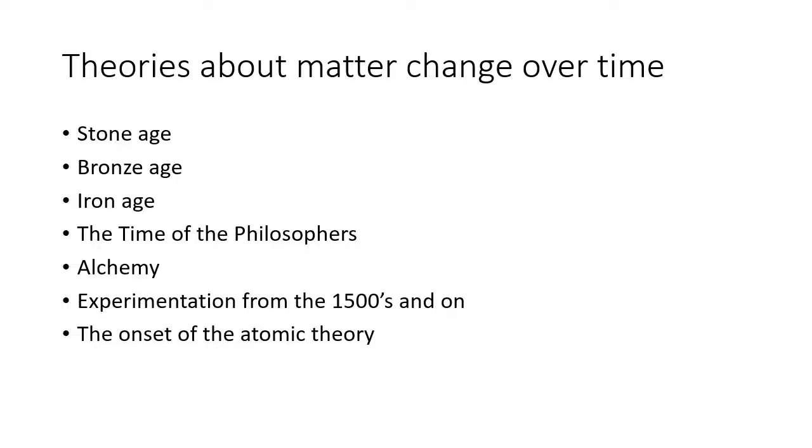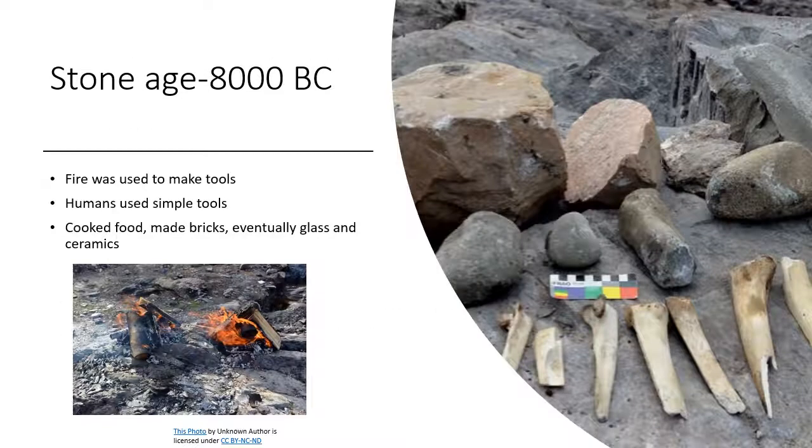So we start off with the Stone Age, then we go to the Bronze Age, Iron Age, and then we're going to go into the time of the philosophers and talk a little bit about alchemy and experimentation from the 1500s and on, and then the onset of the atomic theory, which leads us in to discussing the periodic table. So we're going to start with the Stone Age.